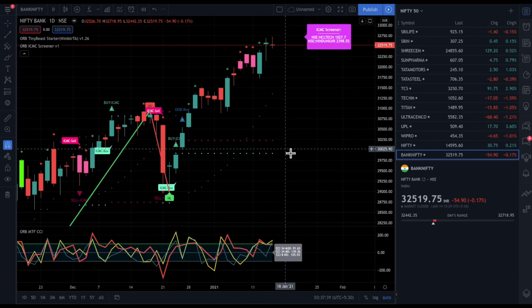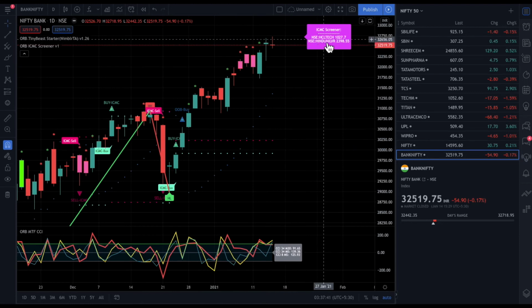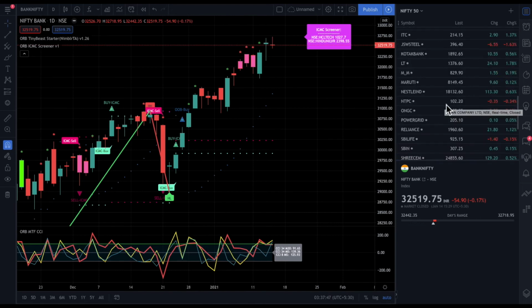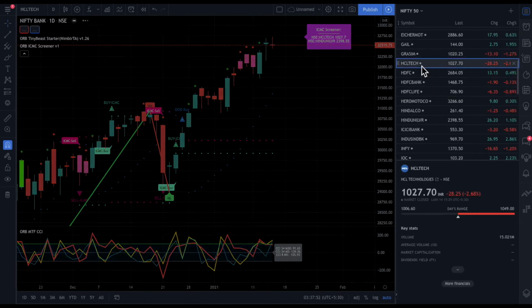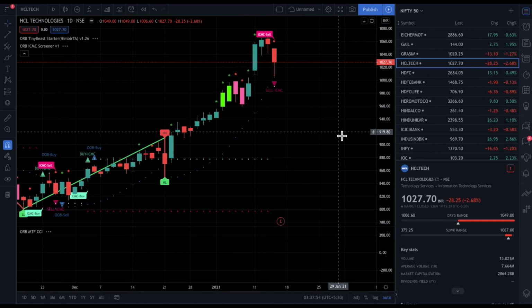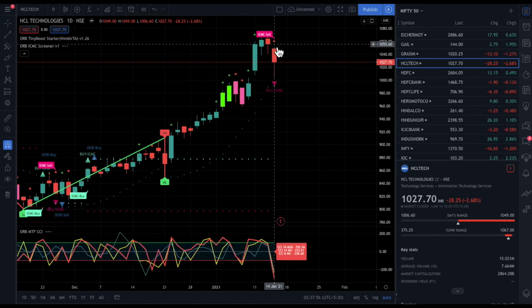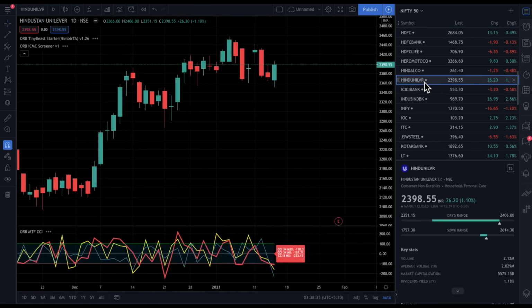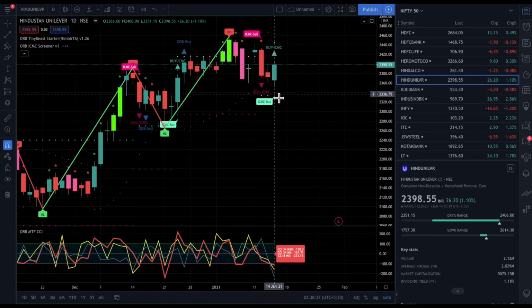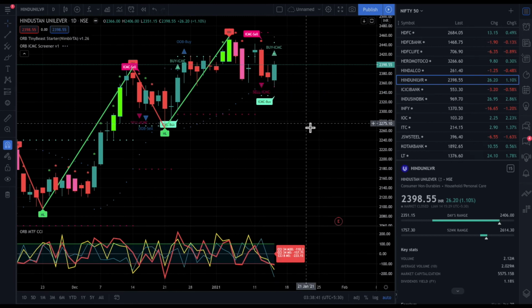So on the daily time frame, it is showing that HCL and HUL are having an ICMC breakout. So let's have a look. Let's have a look at HCL. There, HCL, and there you see there is an ICMC trigger which has happened in HCL. Unilever, let's have a look at Hindustan Unilever. And there we see there's an ICMC buy which has got triggered here. So the screener seems to be working well.